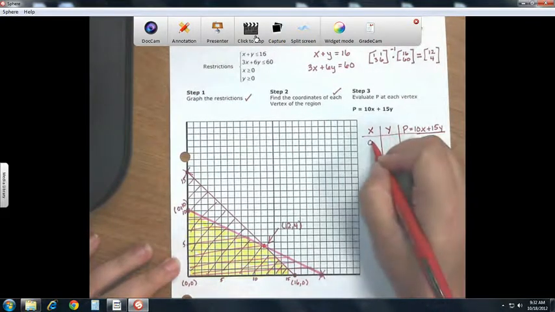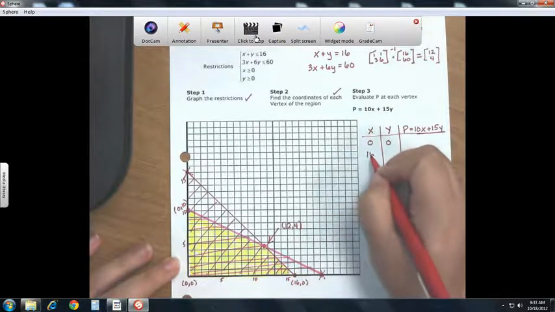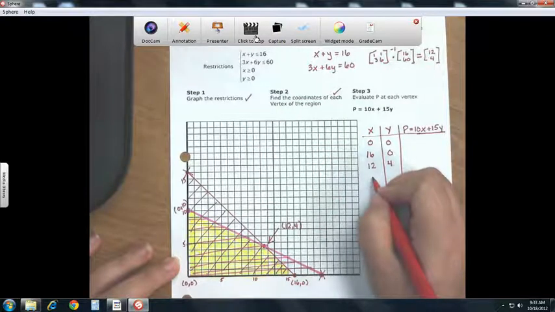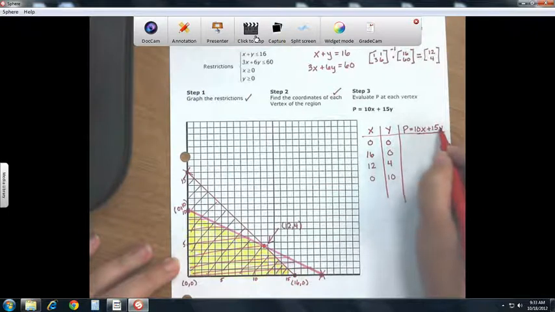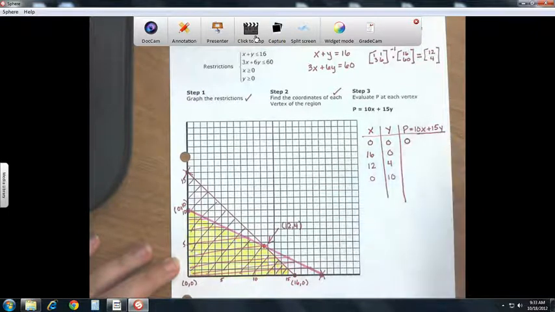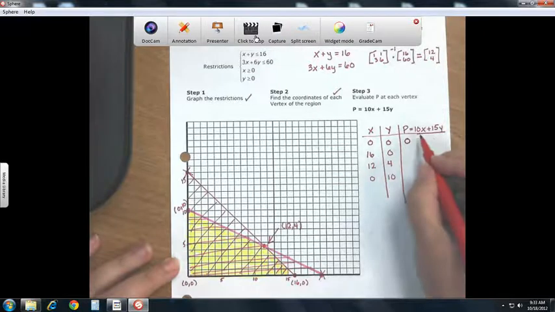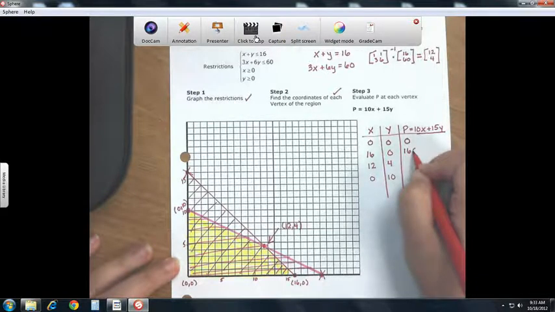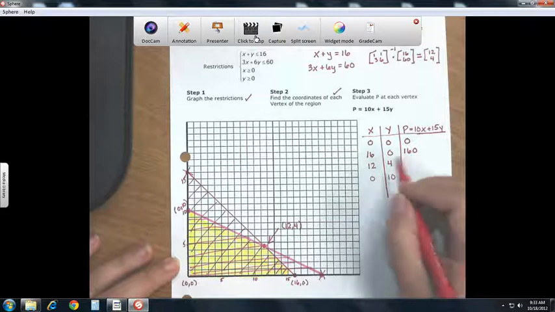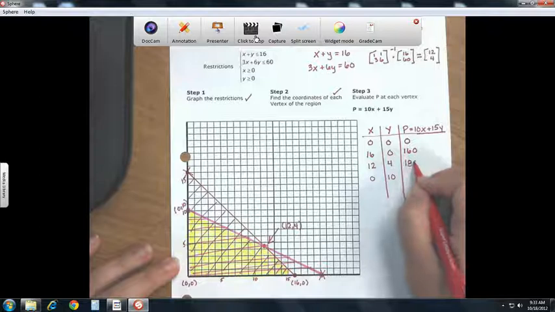So at 0, 0, you'd have 10 times 0 plus 15 times 0, which is 0. At 16, 0, we would have 10 times 16, which is 160, plus 15 times 0, so just 160. Here we're going to have 120 plus 60, which is 180, and at 0, 10 we would have 150. So for this problem, my minimum value is 0, and my maximum value is 180.